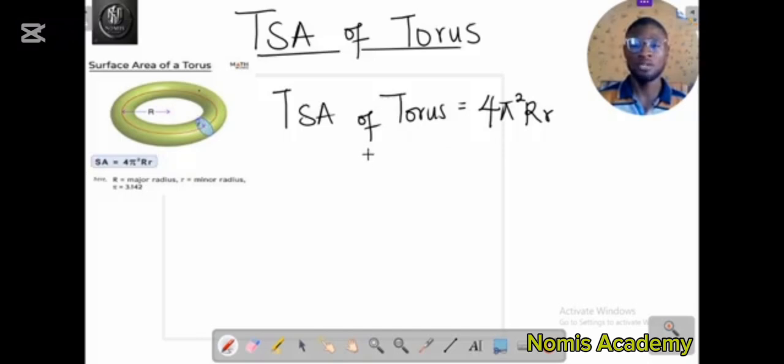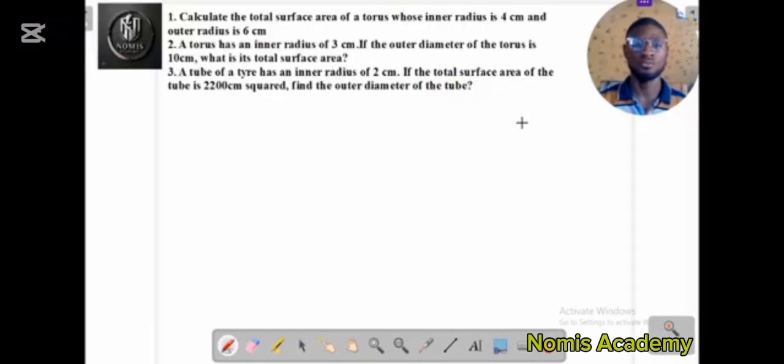So that is the formula to calculate the total surface area of a torus. We multiply 4 by the square of pi by the external radius, that is the major radius, and the internal radius, that is the minor radius. So let's take some examples to calculate the total surface area of a torus.